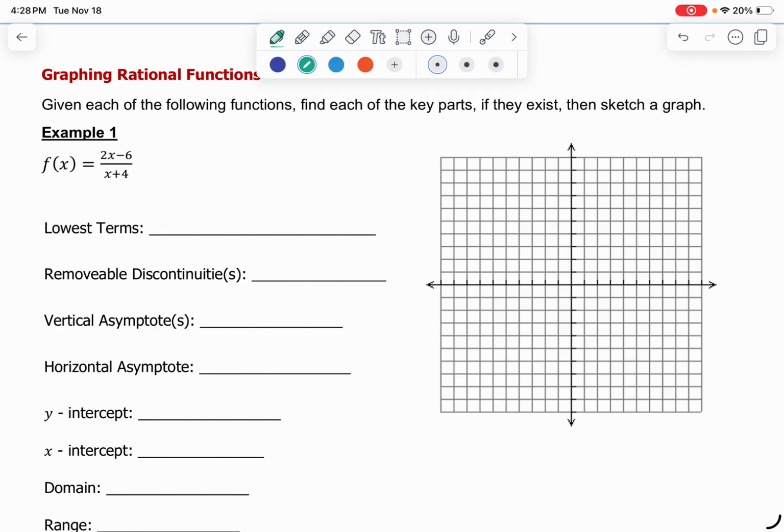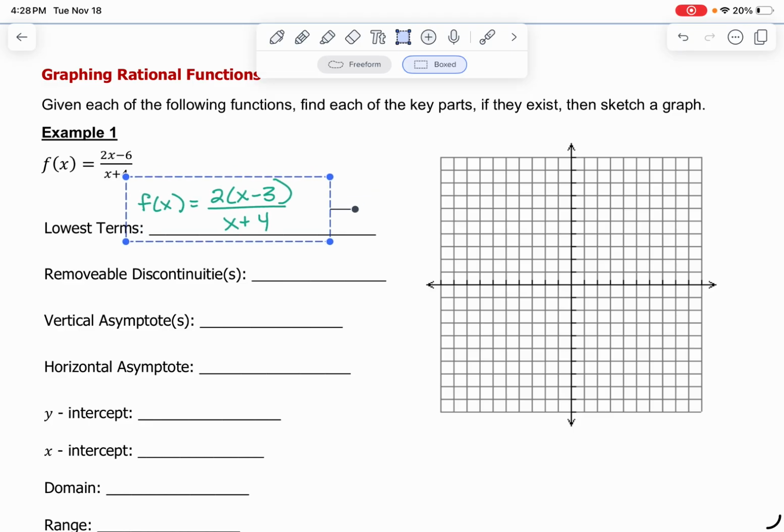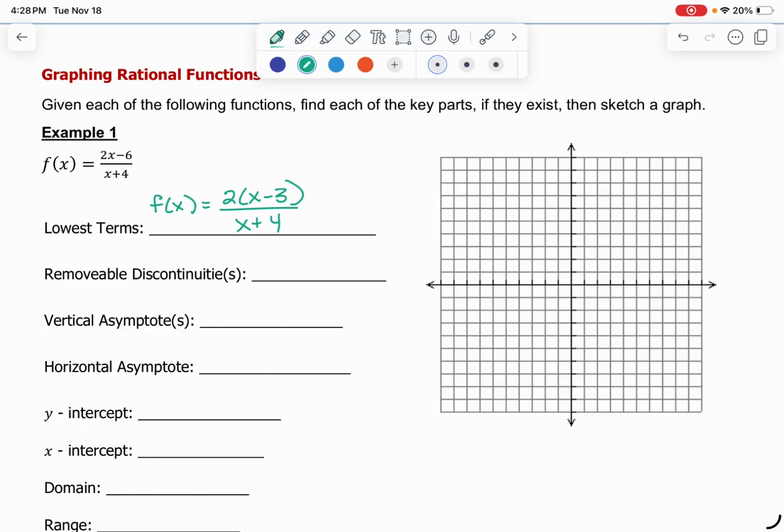Okay, so this first problem, the first thing that we're going to do is write the function in lowest terms. So in this case, I can factor a 2 out of the top, and I get x minus 3, and then I have an x plus 4 on the bottom. So it is indeed already in lowest terms. I can't cross out any common factors, so I'm just going to rewrite the function on the line. Okay, so there are no removable discontinuities, so I'm just going to write the word none.